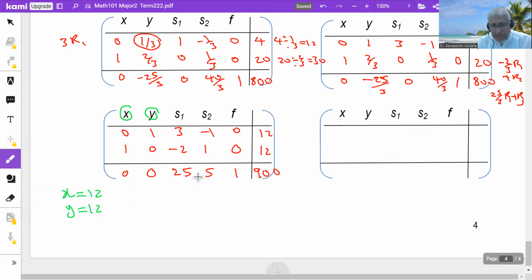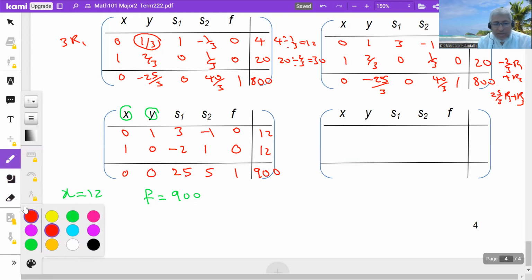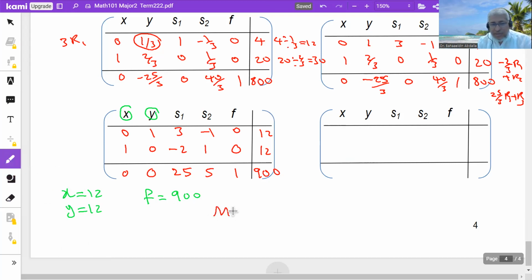So, and here, the non-basic variables are S1 and S2. At the end, we put the non-basic variables zeros. So this would be zeros, 25 times 0, 5 times 0, and we will have f, which is 1 times f, equals 900. So what this table suggests is the maximum value of f is 900, and it happens when x is 12 and y is 12.